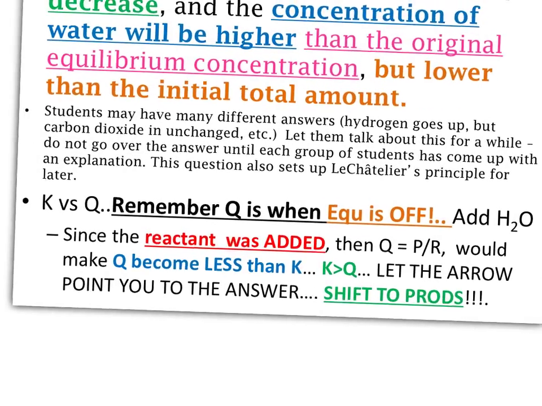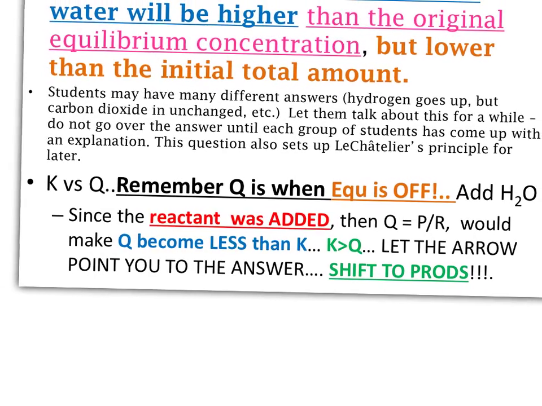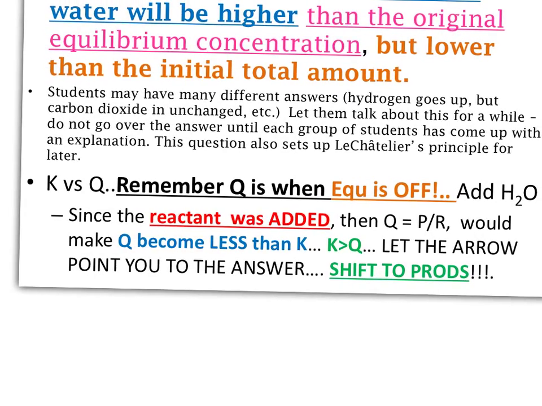K versus Q. Remember, Q is when equilibrium is off and we're adding water. Since the reactant was added, then Q, which is products over reactants, would become less than K. So K is greater than Q. Let the arrow point you to the answer. We're going to shift to the products. Does that make sense? All right, see if you can do this one.